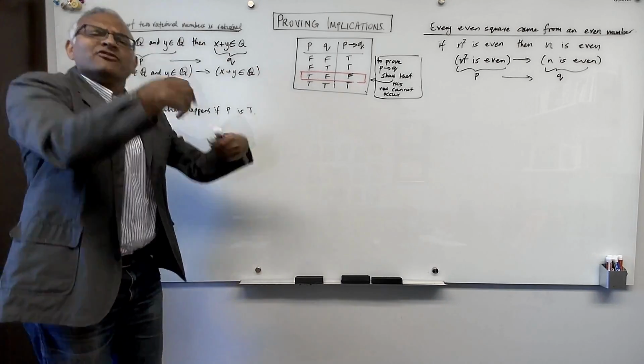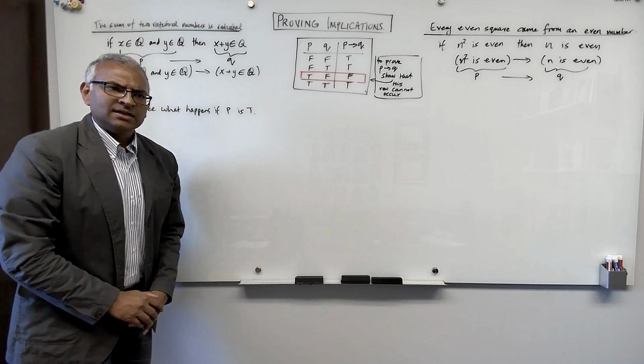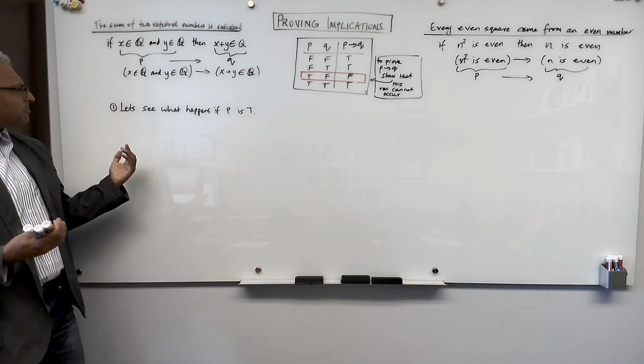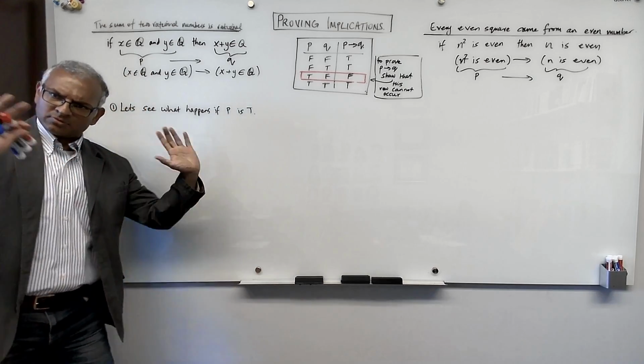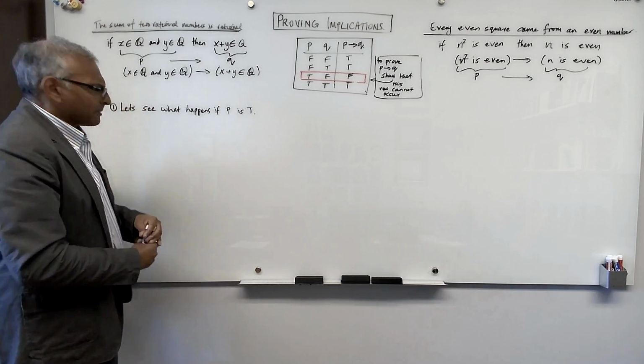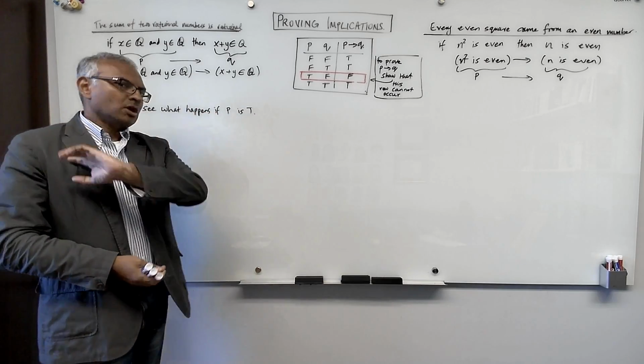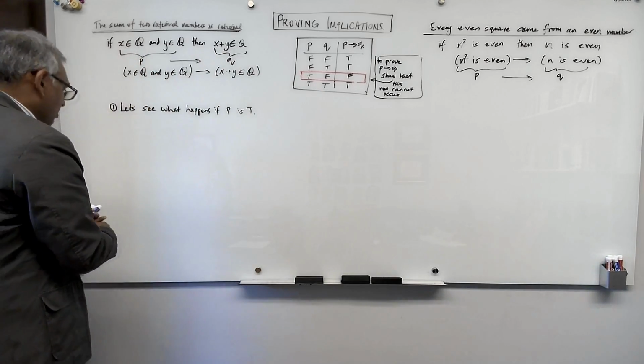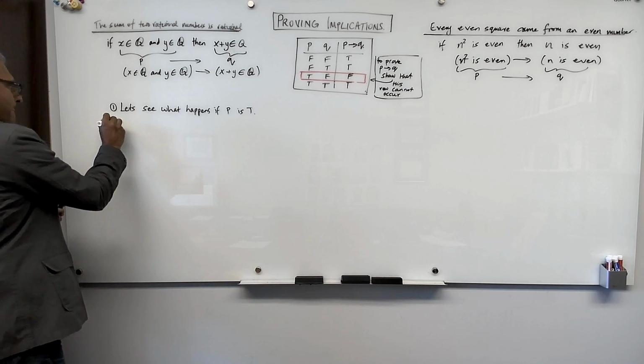Imagine I jump into a fictitious world, and in this fictitious world, it so happens that P is true. So I arrange a fictitious world. I'm pretending that P is true. I'm not claiming it's true. I'm just pretending it's true. What does that mean?